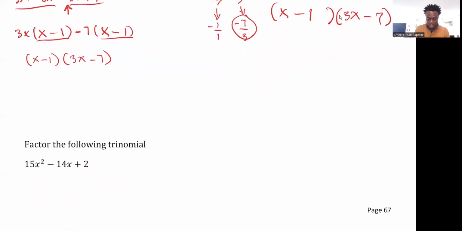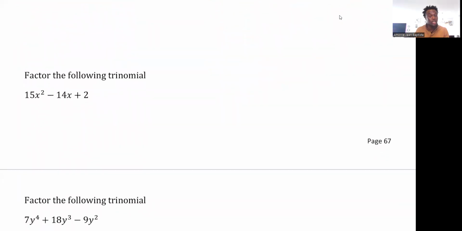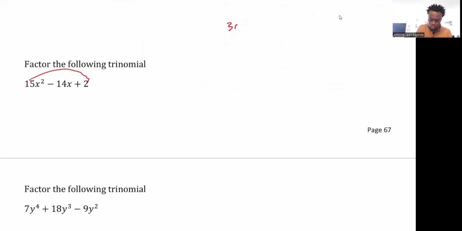All right, next problem. Here, look for GCF. Do you see a GCF? I don't. And then, if I don't, then I can multiply A and C, that's 30. And then that is me trying to find factors, right? I can see it clearly. Let me start with 1, right? 1 and 30. Multiply 1 and 30, that is 31. So these are not the right factors.